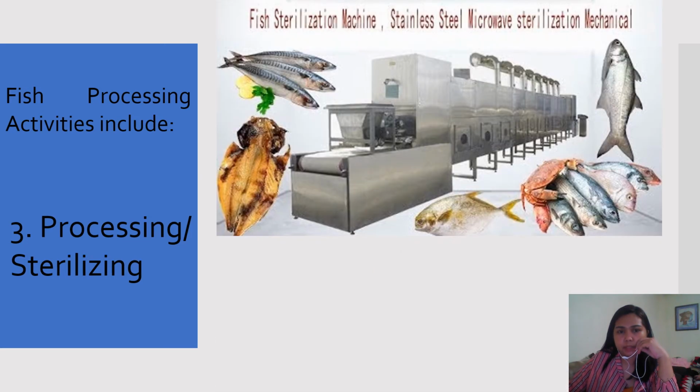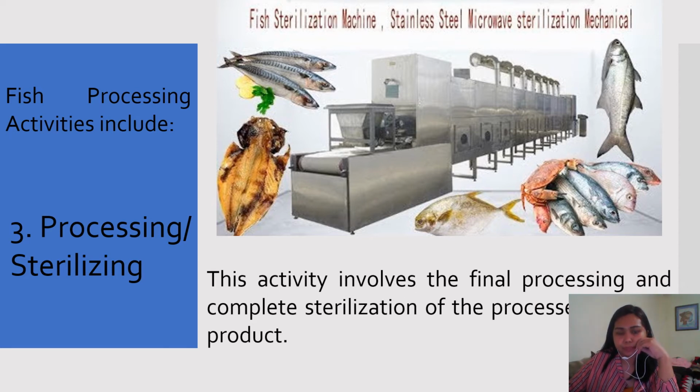Third, processing or sterilizing. So you are seeing a sterilization machine used for fish and seafood. This activity involves the final processing and complete sterilization of the processed finished product. The finished products are sterilized to kill the harmful bacteria to make sure that it will arrive to the market safe, clean, and ready to be cooked or to eat.